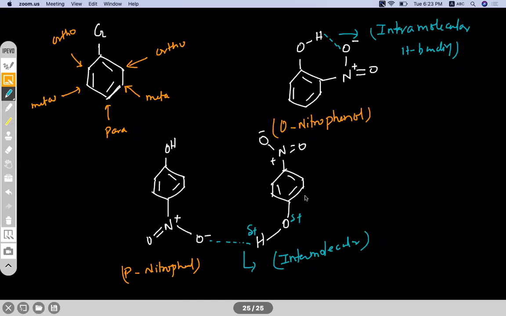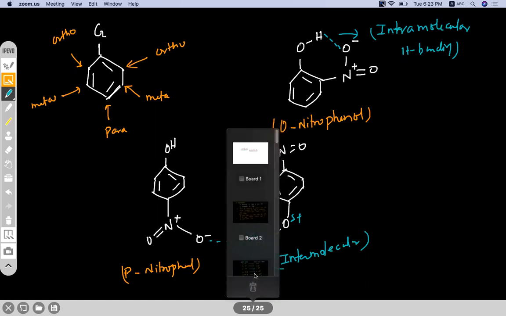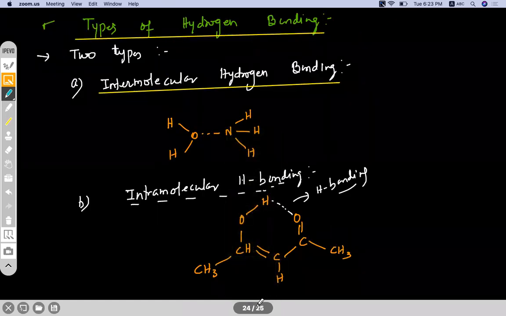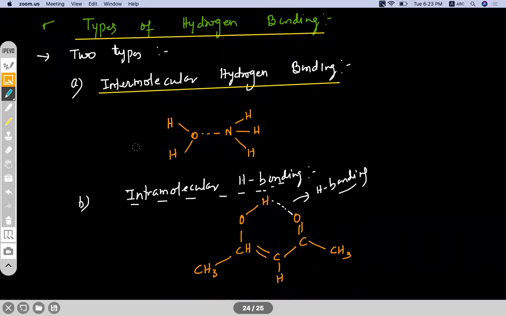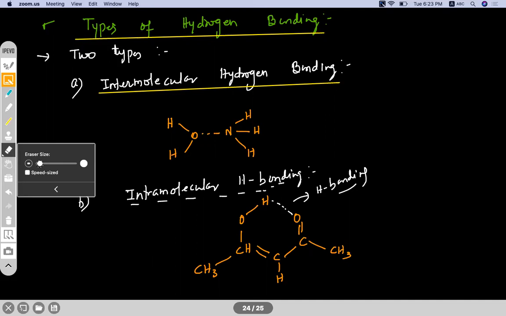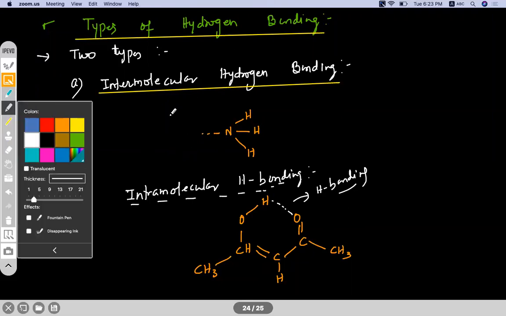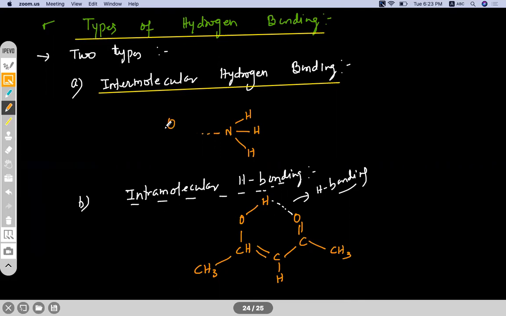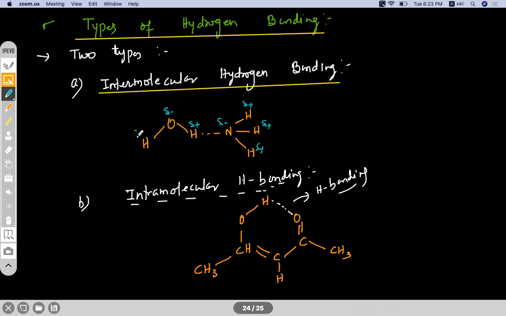Where I have taken O and N, Ruchita? Oh my God, it is my bad guys, you correct this. It should be like this: O, H, right side. Okay. So here we have delta negative, delta positive, delta negative, delta positive, delta positive, and delta positive. Clear?